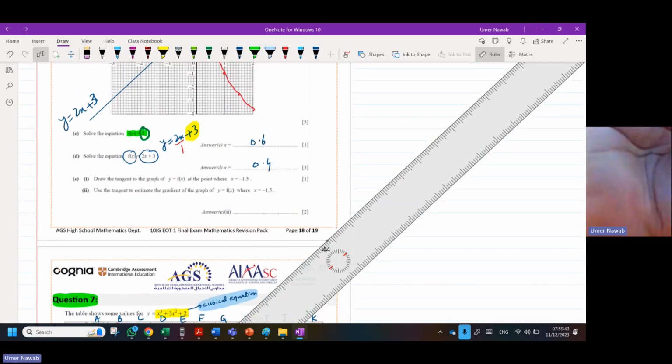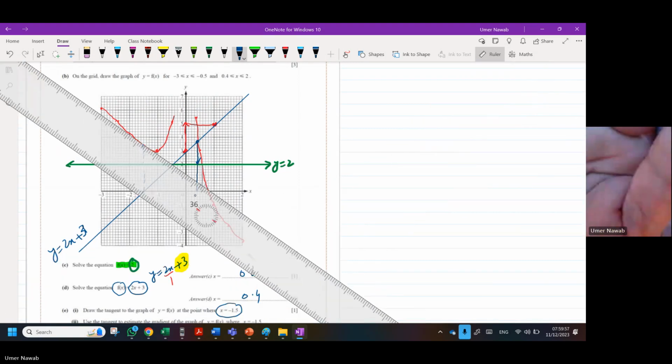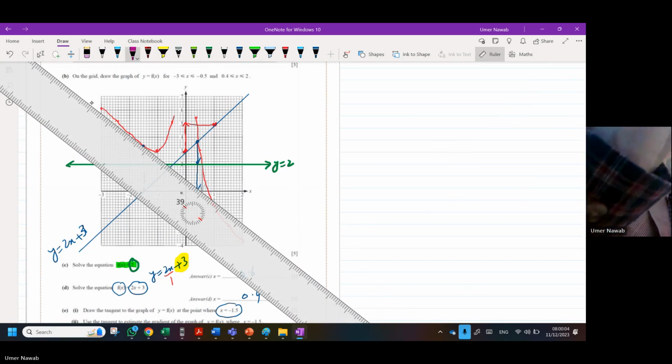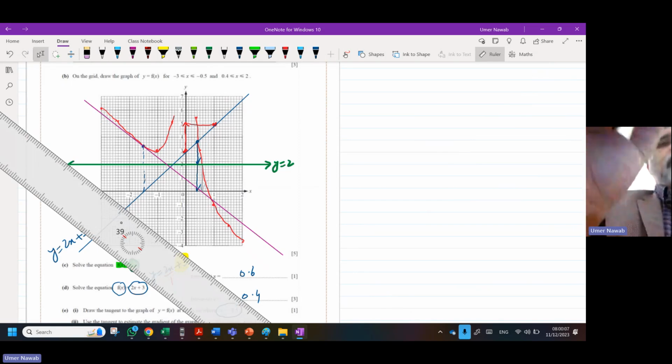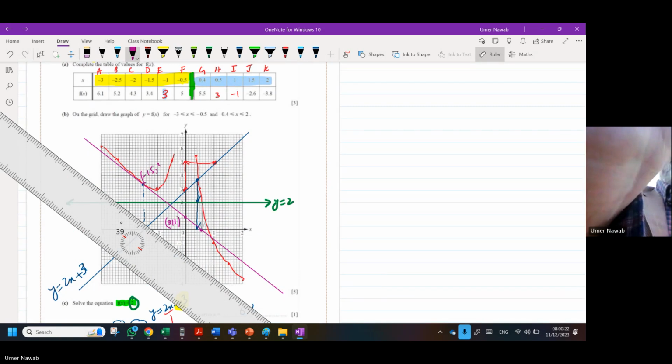Now, as per the examiner, we need to draw the tangent at x is equal to minus 1.5. Where is minus 1.5? This is minus 1 point. And you look, this is minus 1.5. So I'm going to go to the point. I draw a tangent here. This is a tangent line. It cuts at this point. I can call it 0, 1. And this point was minus 1.5 and 3.4. I'm ready to find my gradient.